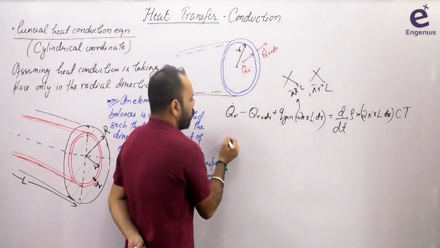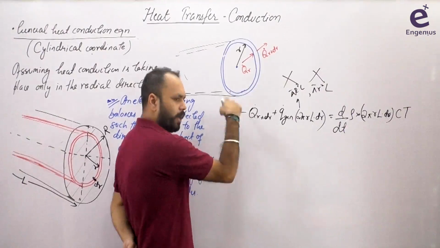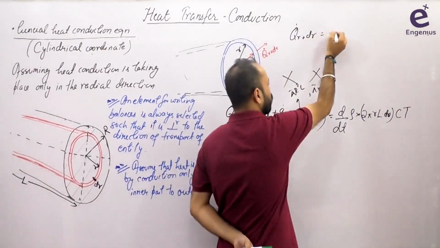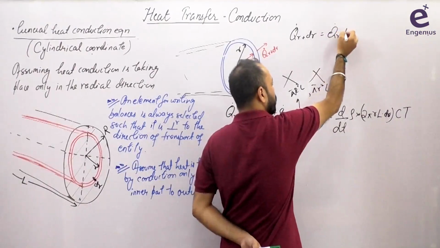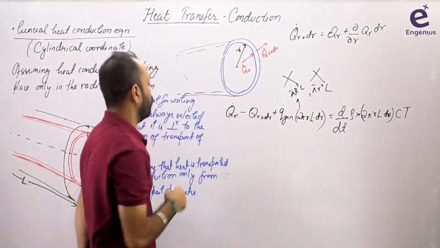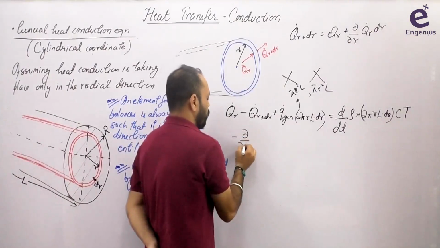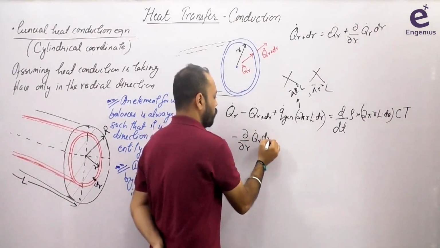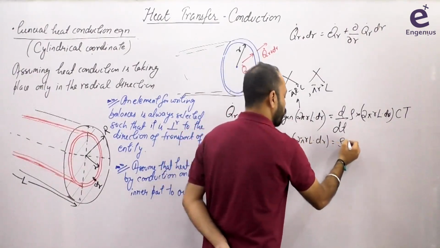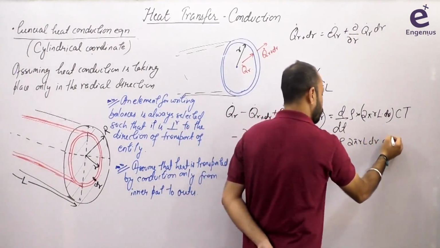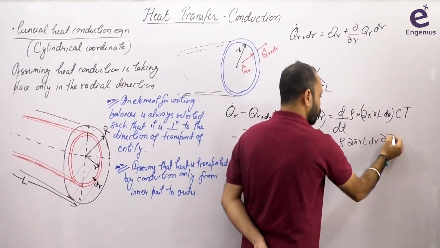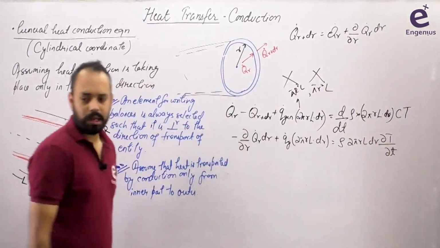How? What is QR? First of all, let us expand this. So QR and this QR will be cancelled, which I told you. What is QR plus DR? QR plus DR is equal to QR plus del by del R of QR into DR. So it will be minus del by del R of QR into dr plus Q generation into 2 pi R L dr is equal to rho into 2 pi R L dr dt by dt. Here you can use partial also, do not panic asking why I did not use it, there is nothing big behind it. 2 pi R L dr del t by del t.